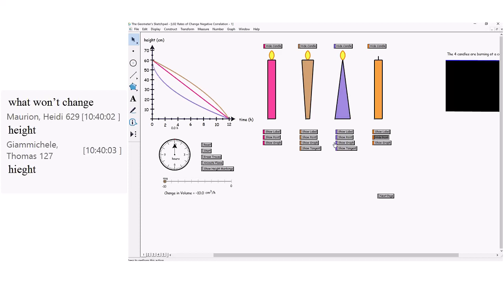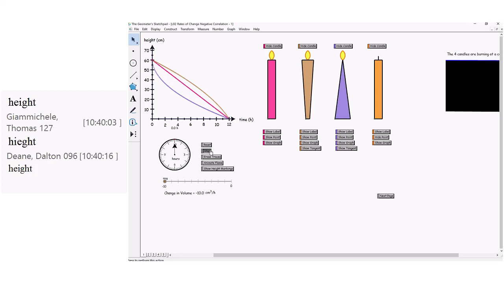All right, so let's watch the simulation. So he's going to start the clock. Time is moving, but the height is stuck at 60. See how the height of that candle isn't changing. So we end up getting a horizontal line there.